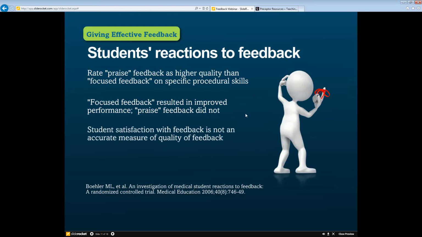So the bottom line from this study actually was that student satisfaction with feedback is not a very accurate measure of the quality of the feedback. How does that apply to us? We often poll our students at the end of experiences as to how they felt their sessions went, the feedback went. We seek that input from them, and we want that, and we don't want to discount it, but we have to recognize that if they are describing the quality of the feedback, it may be up to us to make sure we're giving them very specific feedback that can move them forward professionally and with competency.